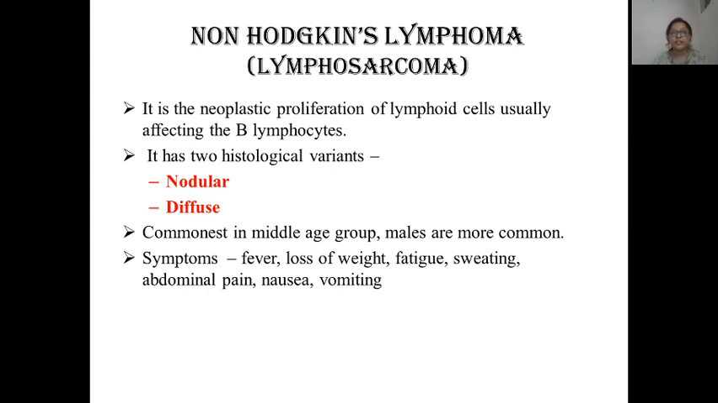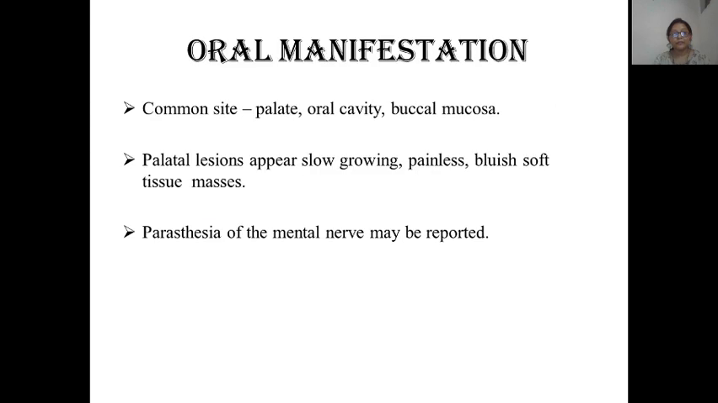Now, non-Hodgkin's lymphoma, also known as lymphosarcoma, is a neoplastic proliferation of lymphoid cells, usually affecting the B lymphocytes. It has two histological variants, nodular and diffuse, and it is commonest in the middle age groups. Males are more commonly affected. The symptoms seen are fever, weight loss, fatigue, sweating, abdominal pain, nausea, and vomiting.